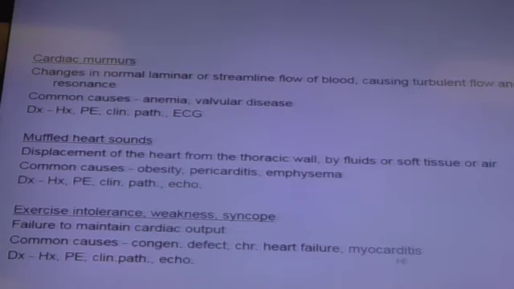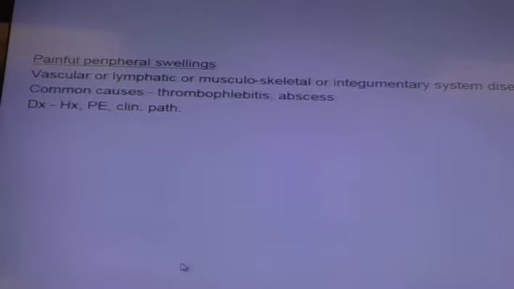Chronic heart failure or myocarditis could give you a presenting complaint of weakness. Syncope means fainting, and again, most ruminants are not going to faint, but certainly weakness would be the presenting complaint. Painful peripheral swelling, we'll talk about that when we talk about the hemolymphatic system. Things like thrombophlebitis or an abscess could cause those swellings.